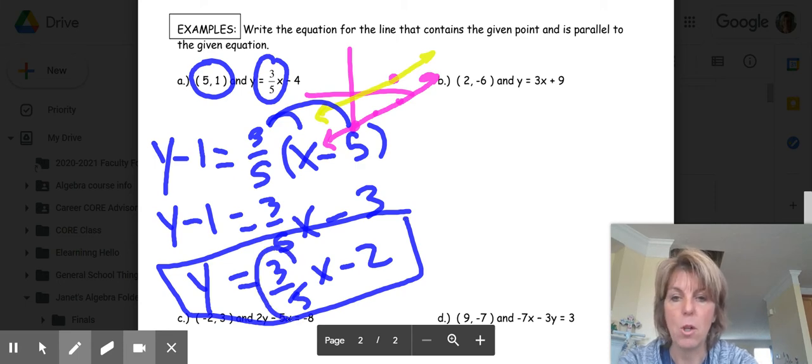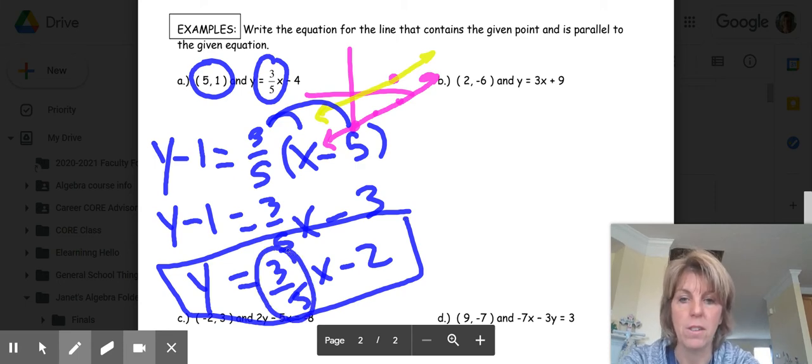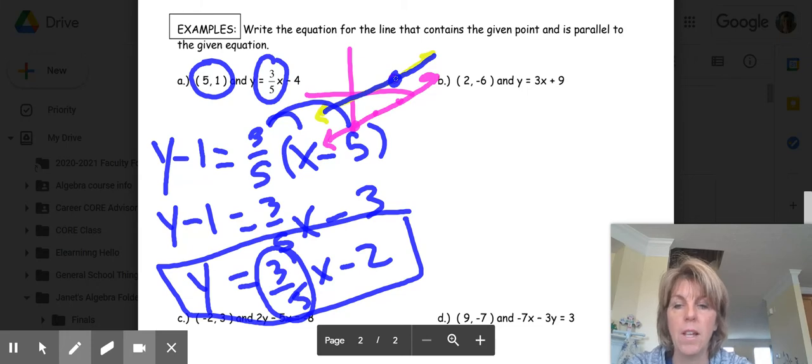It has the same slope of 3/5, so the slope matches. And when I graph that line, it's going to be this line right here that's parallel and goes through that point, right there, goes through the point of 5, 1. Okay? So when you're handed a point and an equation, and you're asked to write an equation that is parallel to it, you use the same slope because parallel lines have the same slope. It's a really important piece to remember for today. Parallel lines have the same slope.